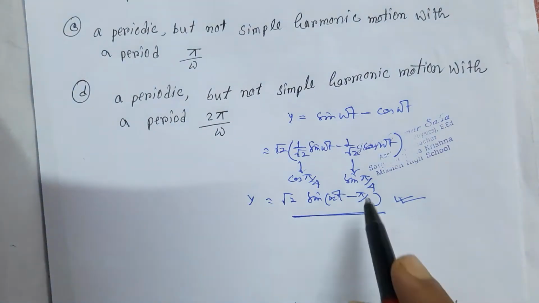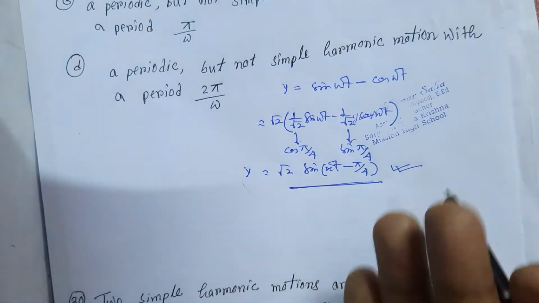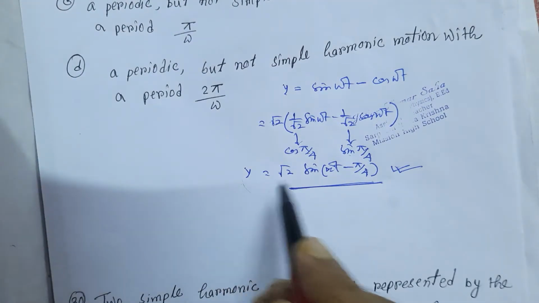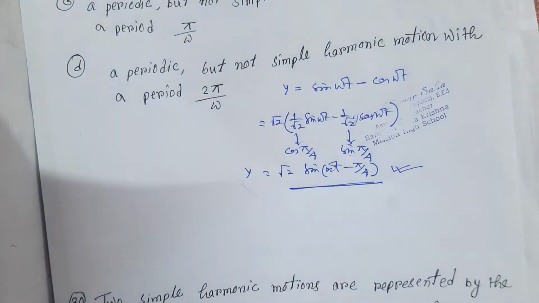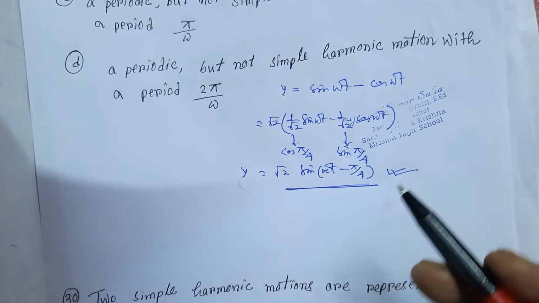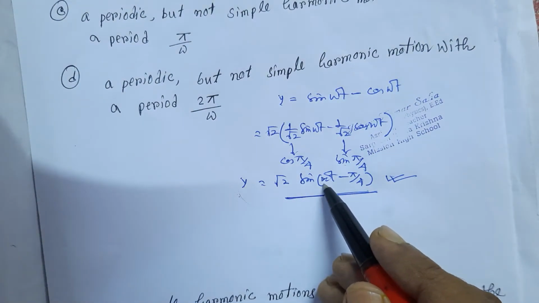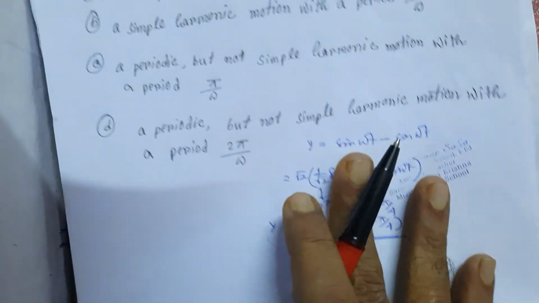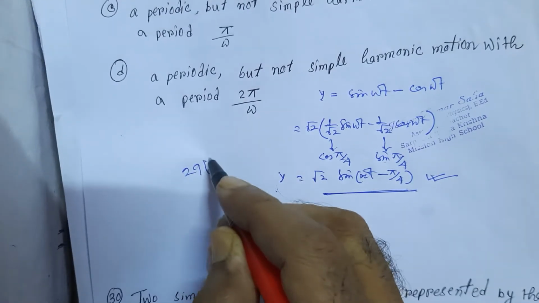so many cases that it must represent SHM, because if we differentiate y with respect to t twice, the first time we get sine to cosine, the next time cosine to minus sine. So acceleration will be proportional to minus y. So the motion must be SHM and the time period is 2 pi by omega. So our correct option is B, a simple harmonic motion with period 2 pi by omega. So the correct choice for question number 29 is B.